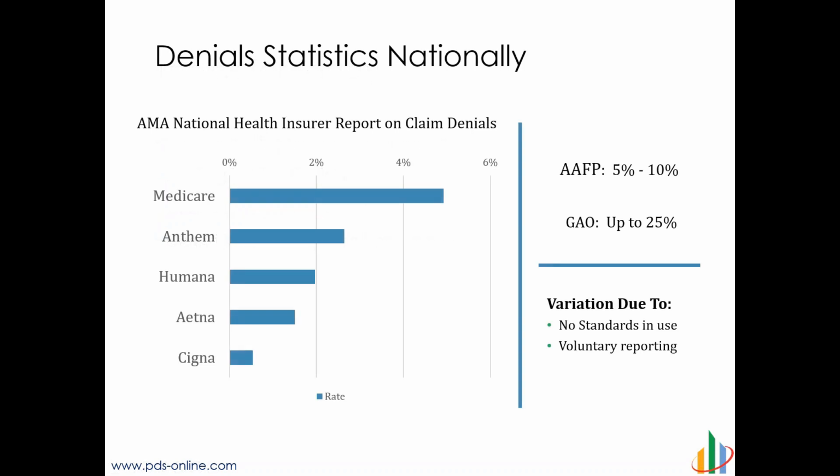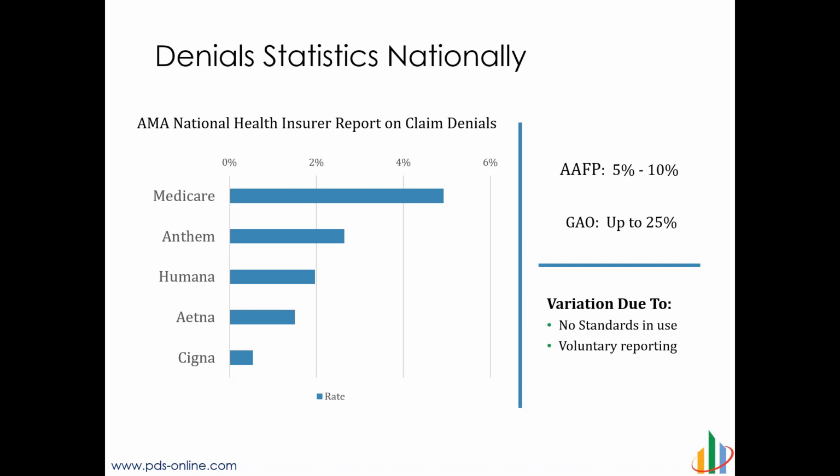Denials have been a problem for a long time. When we look at the denial statistics nationally, these are some of the examples I found. The AMA publishes a payer dashboard in which they show the denial rate by payer. And you can see there that if you're doing business with all of the 5 top payers, you probably have somewhere around a 10% denial rate. The American Academy of Family Practitioners estimates 5 to 10%, while the General Accounting Office has done studies in which they found denials up to 25%.